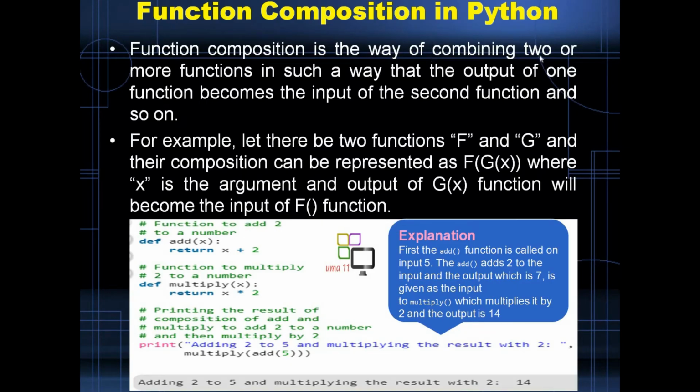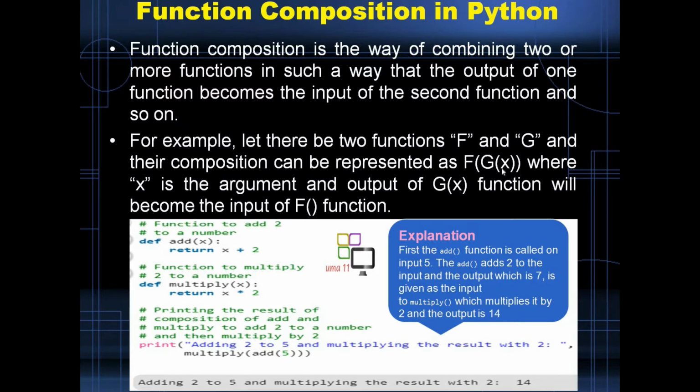Function composition is the way of combining two or more functions in such a way that the output of one function becomes the input of second function, and so on. Let us see a simple example for function composition so that you can understand it. So here f and g are the two functions where x is an argument.